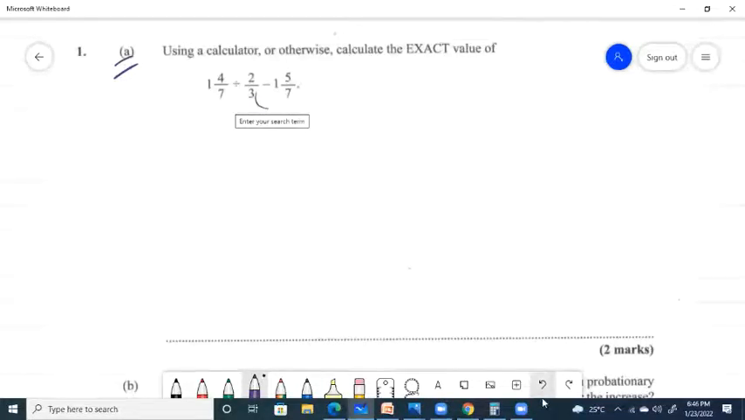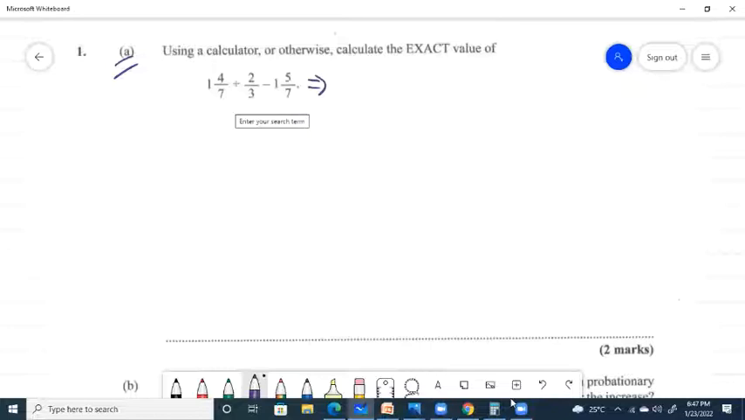So this is what comes at 1A right now. Let us just go about and do this. We have 1 and 4/7 divided by 2/3 minus 1 and 5/7. What we're going to do is just convert all our mixed numbers to improper fractions. So we're just going to do the conversion quickly.